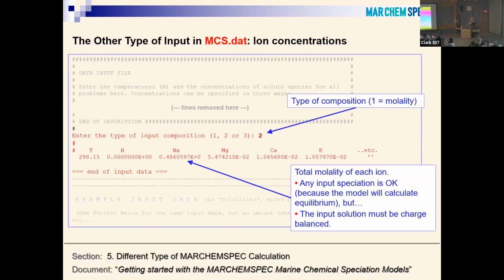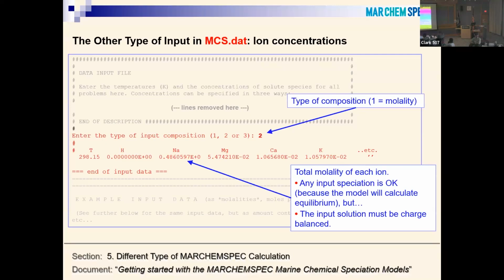So the second type of input, a more flexible type and a bit more complicated, is where we want to specify individually what the concentrations, amount contents, or molalities of individual ions are. So in this case, let's see, that's actually 2, so that means I think we've selected an amount content, and there's a specific order, which I'll come to, in which the ions must be entered.